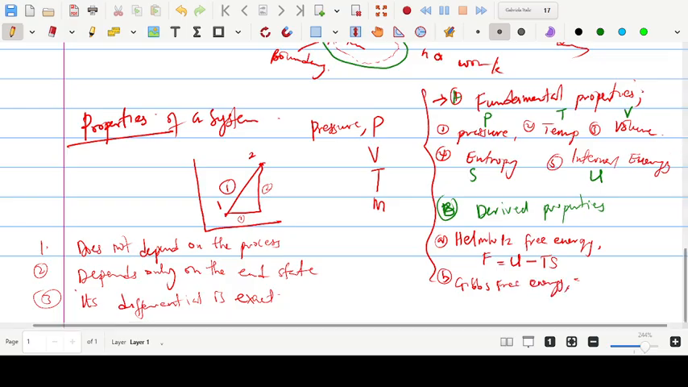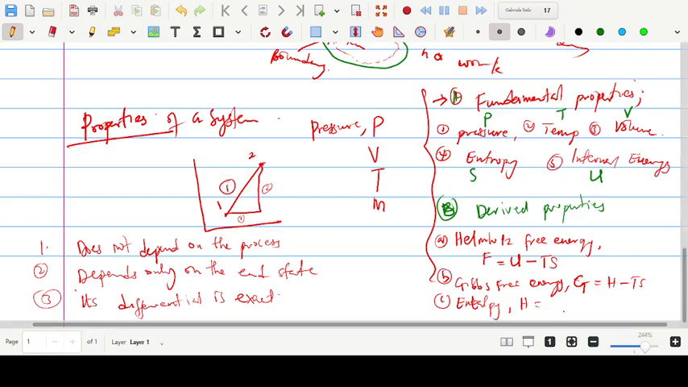Also Gibbs free energy, we use capital letter G to denote that. So the formula is G = H minus TS. This one is the heat. Now the third one, this is enthalpy. So the third one is enthalpy itself. Enthalpy, capital letter H.